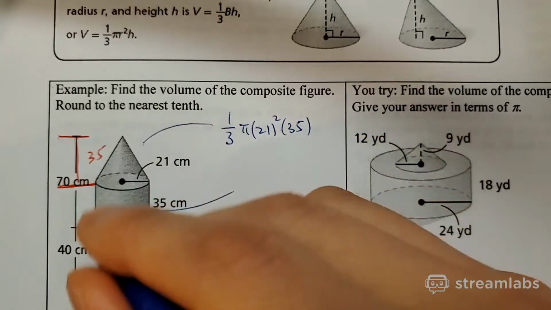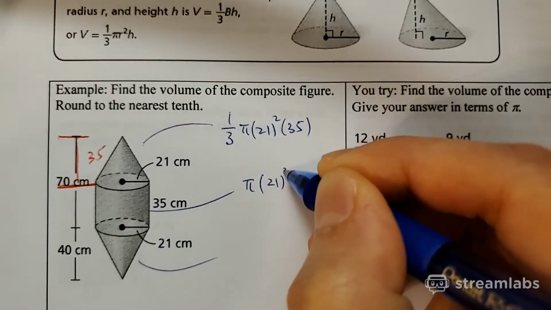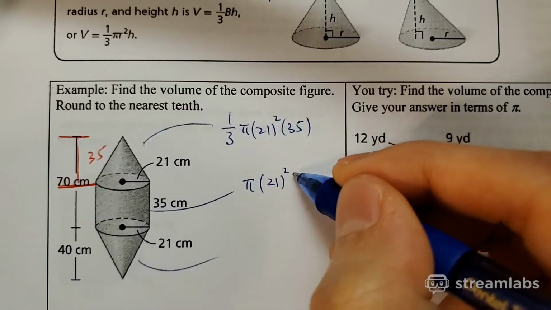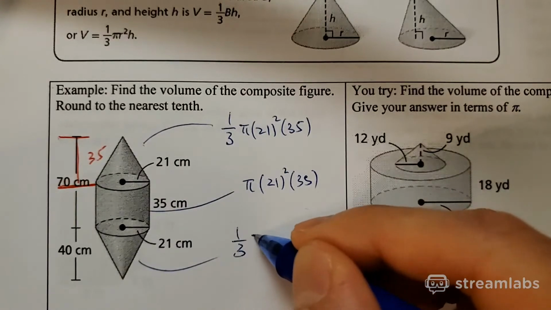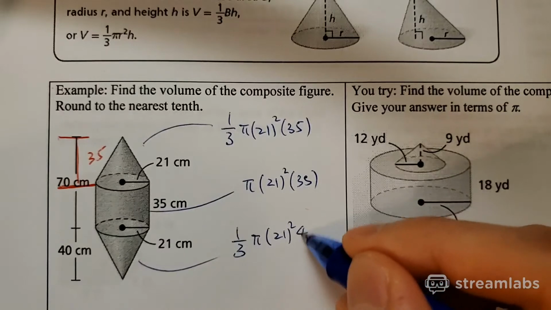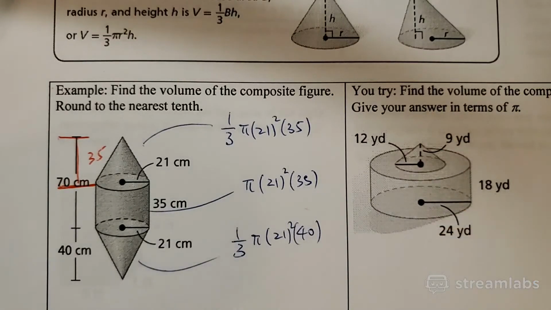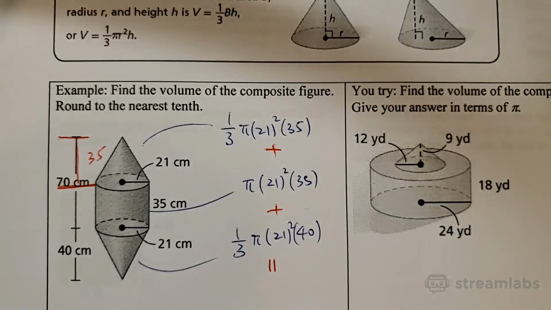This one, cylinder, no 1/3, okay? R is still 21 square. They're all 21 in radius, okay? 35 in height. 1/3 pi 21 square. This one height is 40. How are we doing? Then you add them up, right? Add. You should get an answer.